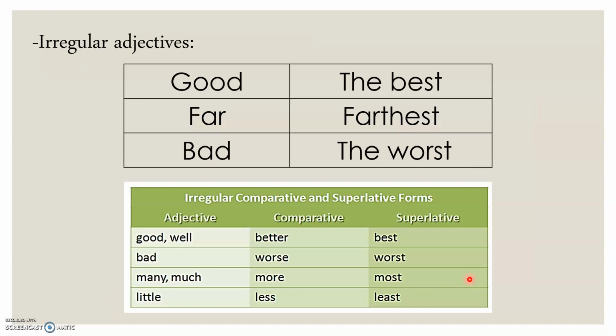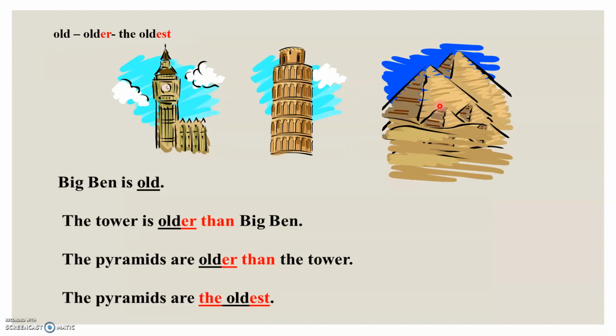Now, we have some irregular adjectives, which means they don't accept st, est, or most. For these adjectives, we need to change the whole adjective in order to form the superlative. For example, good, it will be the best. Adam is the best in his class. Far, farthest. Bad, the worst. For example, this movie is the worst ever, at the top of its group.